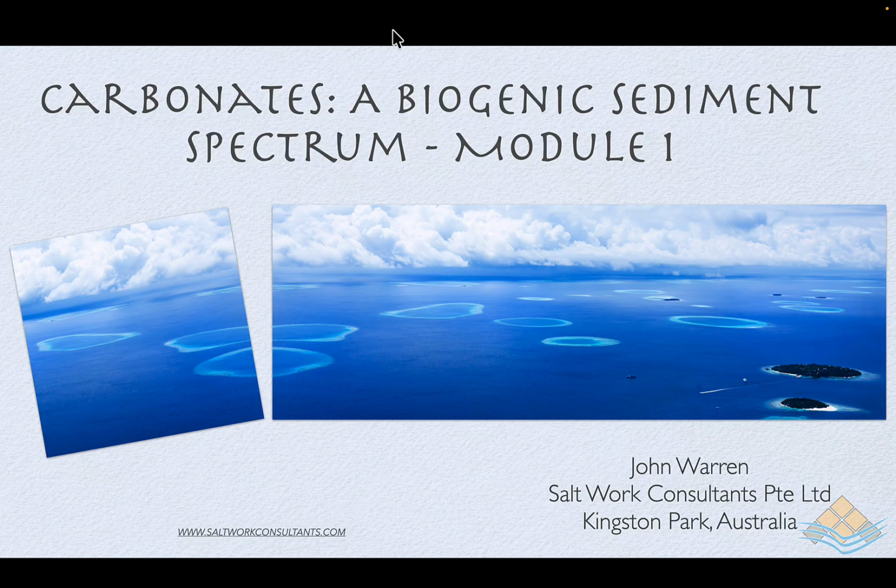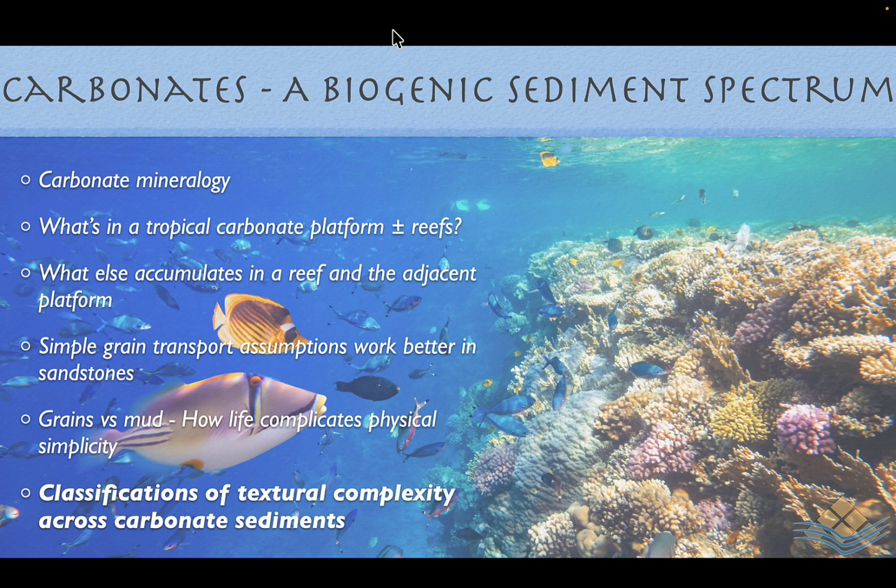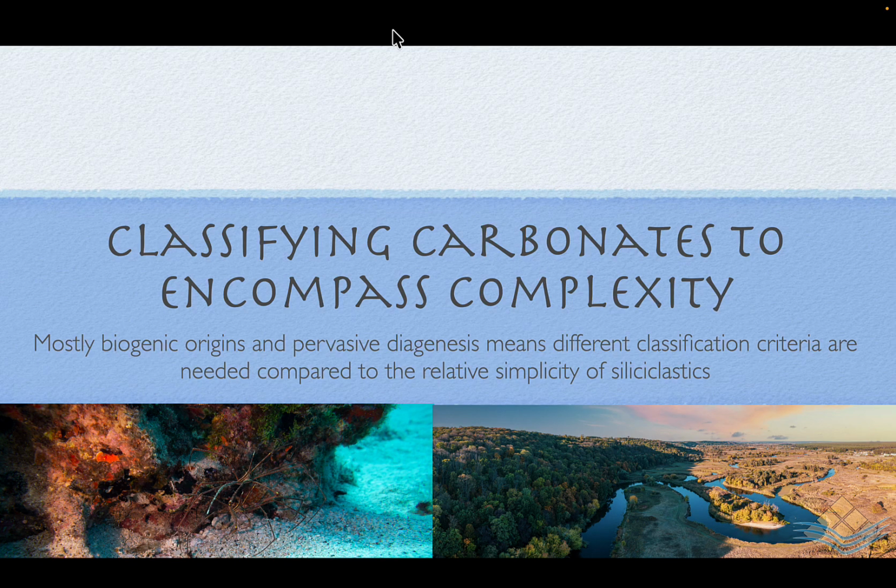This is the final set of video chapters in this first module, focusing on the biological aspects of carbonate sediment, the diversity of carbonate grains, and the various origins of carbonate grains and muds. I want to now pull all that material together into a classification of carbonates, with a view to focusing on the textural complexity we see in carbonates compared to the much simpler assumptions that we can make in terms of classification for siliciclastics.